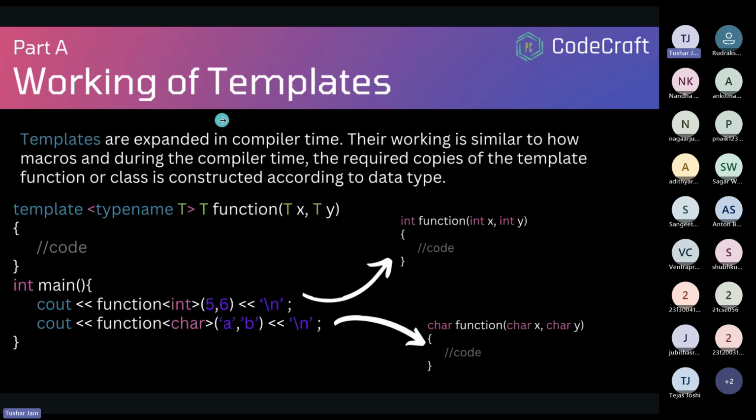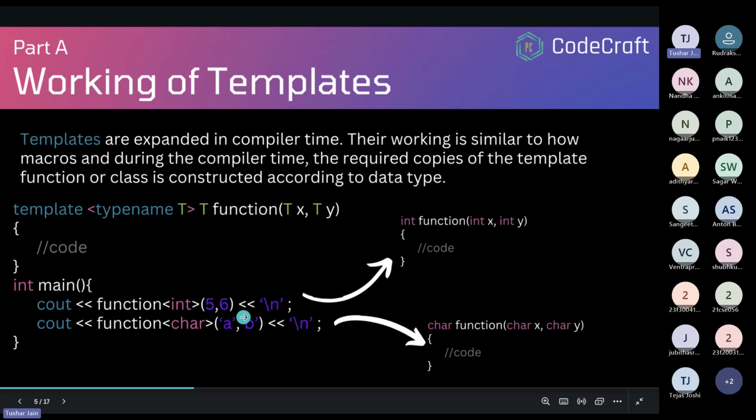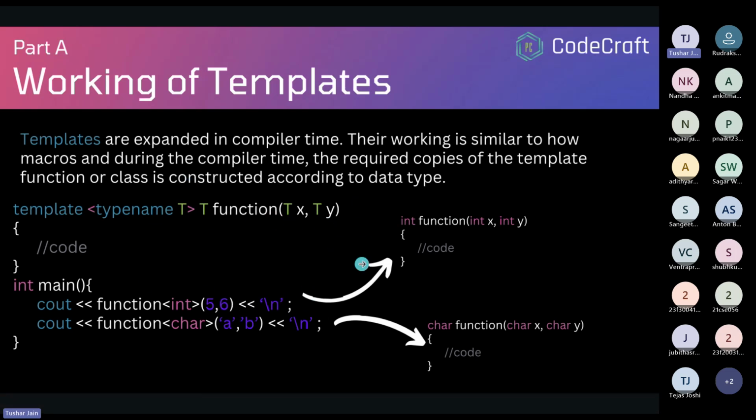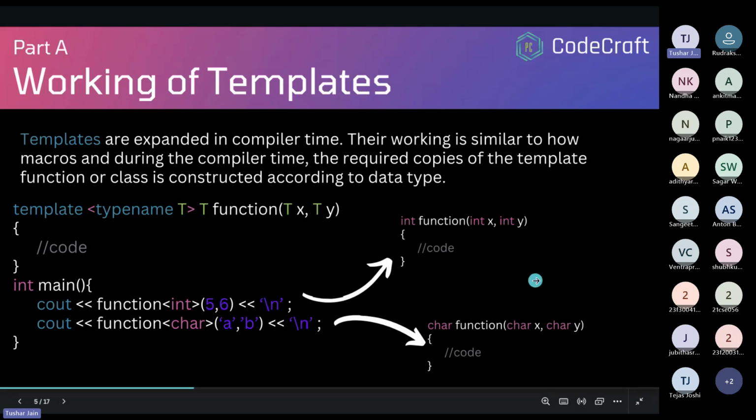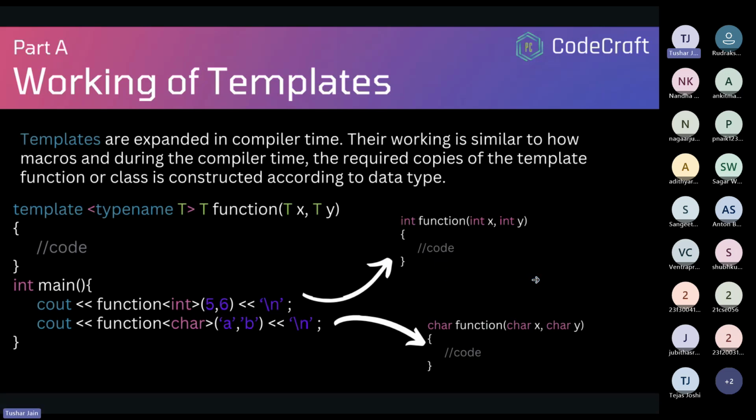So working off templates. Templates are expanded in compiler time. How templates work is that we have defined a function here, and we are calling it with, let's say, int and char, for example. When the compiler compiles this whole code, it will create two copies of this function. Instead of storing it as a template, it will create two copies: int function, int x, int y, and char function, char x, char y. So it will create these two functions, and then we can do whatever we want.